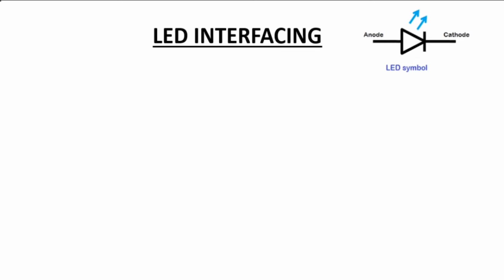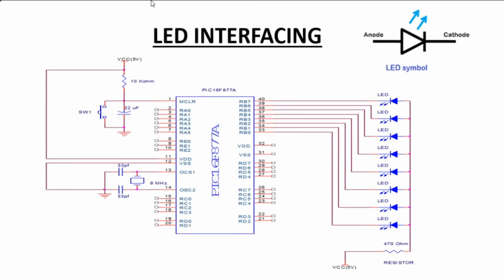LED is an output device having two terminals, anode and cathode. This is the circuit diagram for LED interfacing. Here we have microcontroller PIC16F877A. We also have 8 LEDs connected to port B of the microcontroller. You can see from RB0, RB1, RB2, RB3, RB4, RB5, RB6, RB7 we have one LED connected to each pin. Then all anode terminals of the LEDs are shorted through a resistance to the 5 volt.